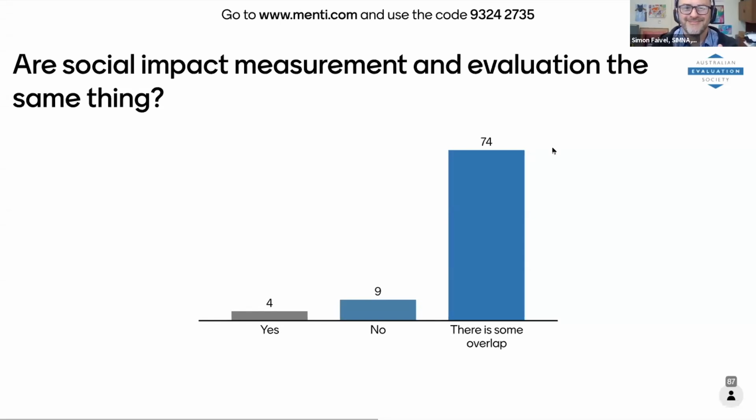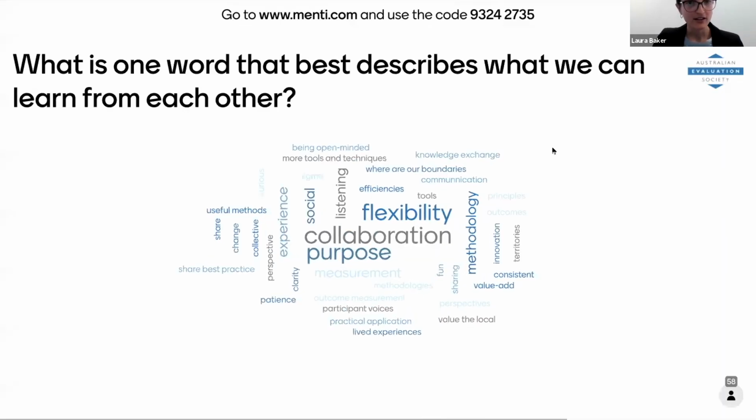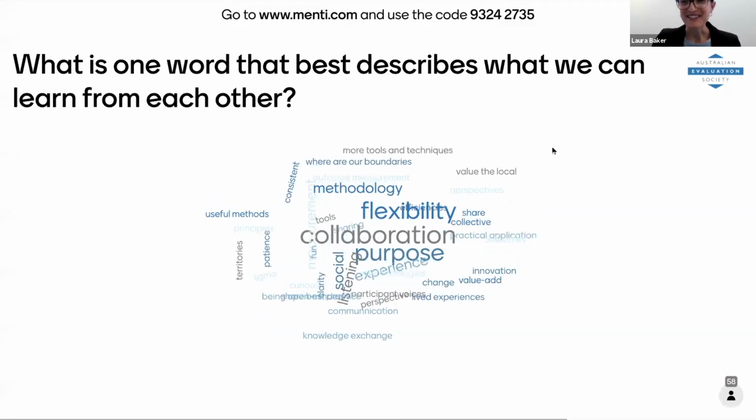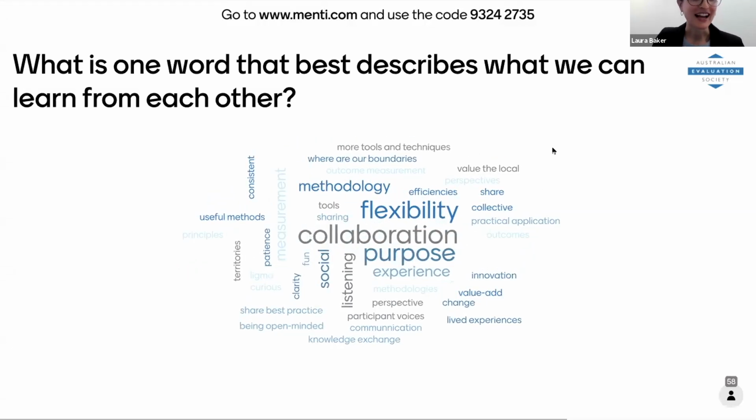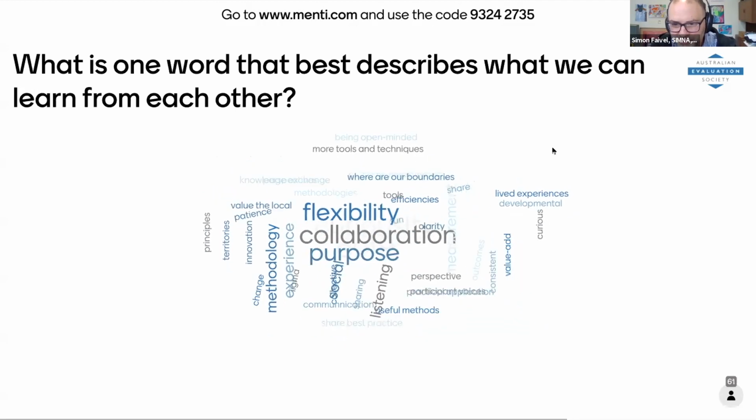Great. So maybe moving on to the third question. We were excited to see the responses for this one. So this is the word cloud. What's one word that best describes what we can learn from each other? Keep adding the words. We've got 61.